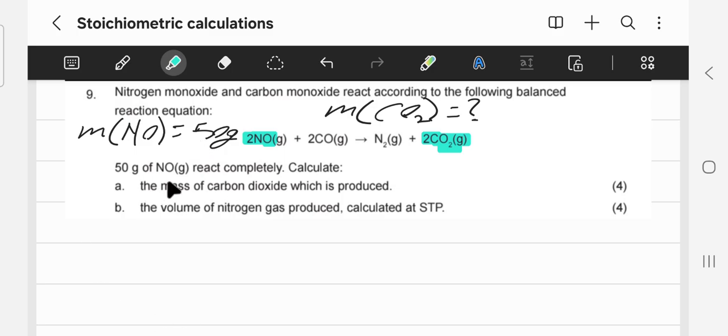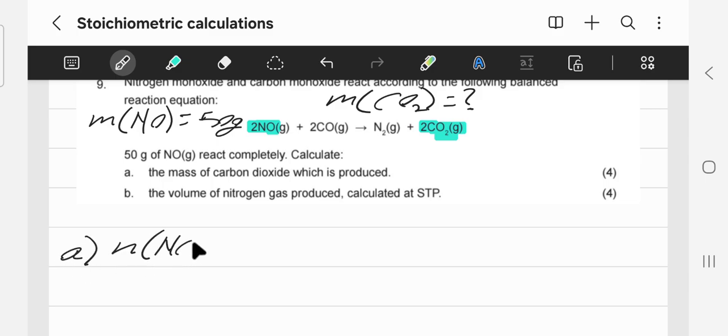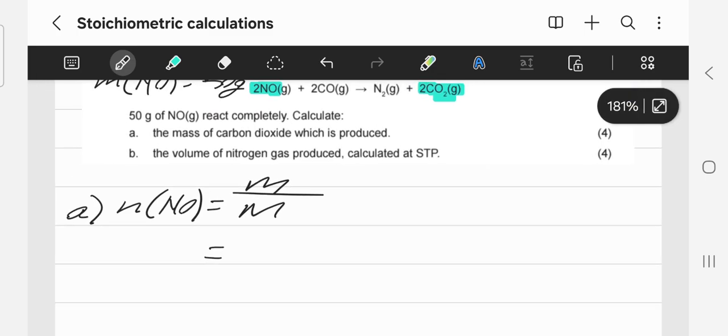Let's get into it. So given that we have the mass of NO, or nitrogen monoxide, we are gonna have to firstly use this mass to find the number of moles of nitrogen monoxide. So that's what we're going to do. For A, we will find the number of moles of nitrogen monoxide, or NO, and the formula we are using is small m over big M. We know the small m is the mass and the big M is the molar mass of what? Nitrogen monoxide.